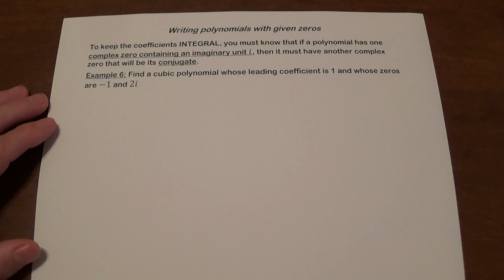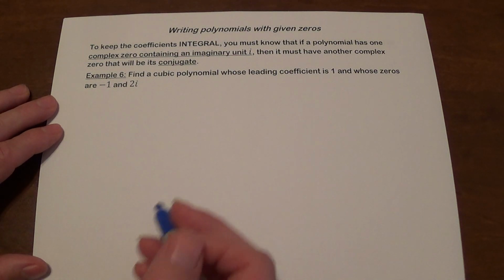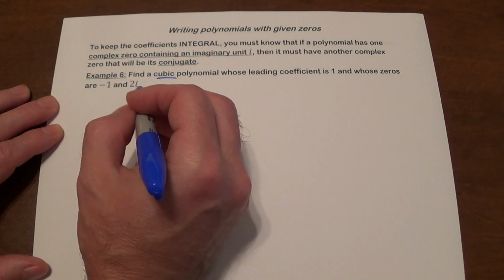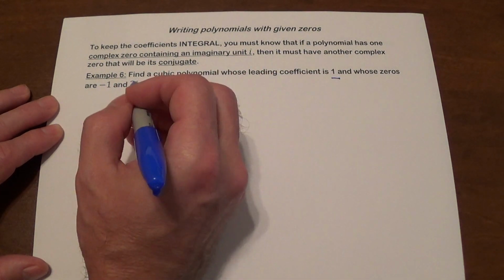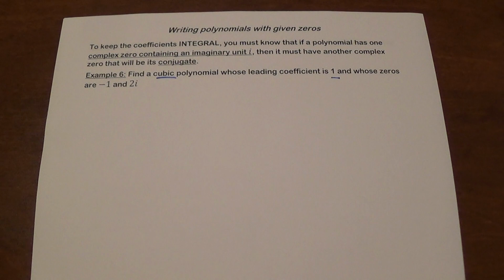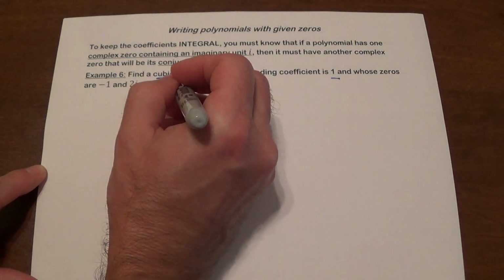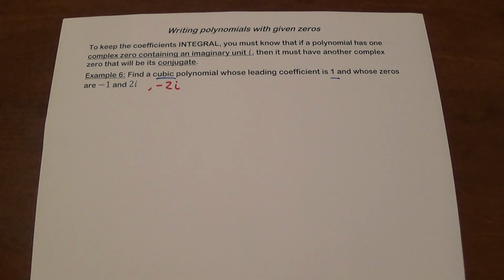Sometimes you're going to have one of the zeros that's going to be a complex number, that's going to have i, and then similar things going to happen here. So we need a cubic polynomial, so it's supposed to have 3 zeros, we only have 2. The leading coefficient is 1, but one of the zeros is a complex number, 2i, and then there must be another complex zero which is going to be its conjugate, which is negative 2i. And now you can go ahead and do it.